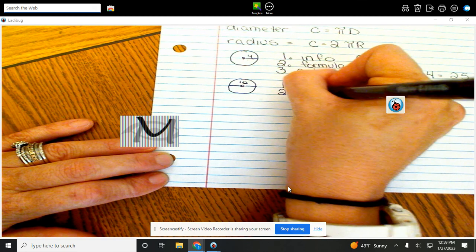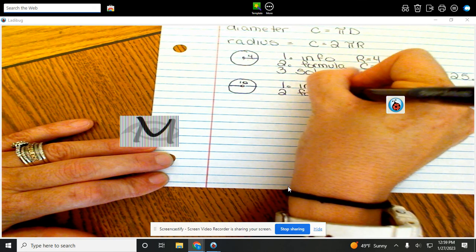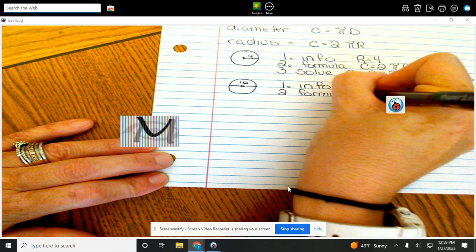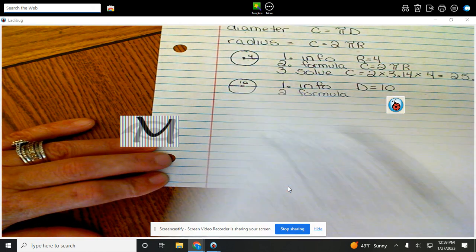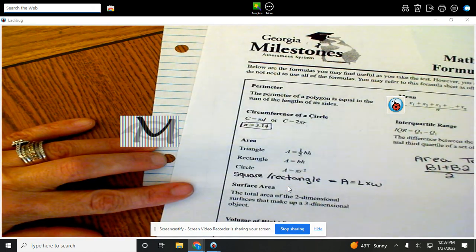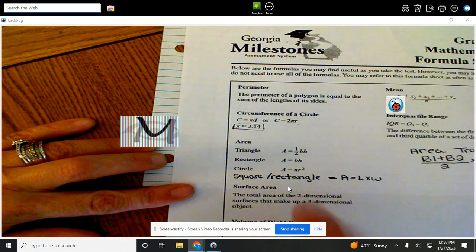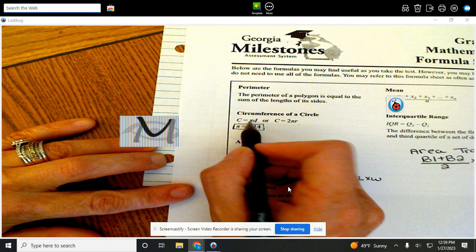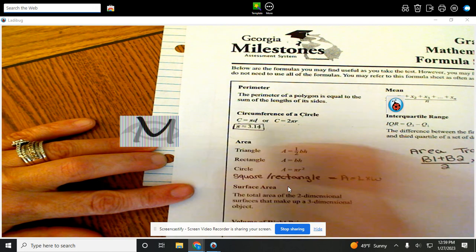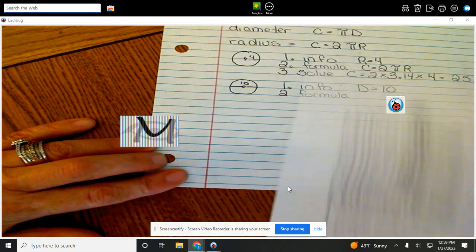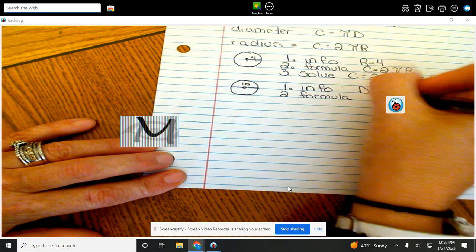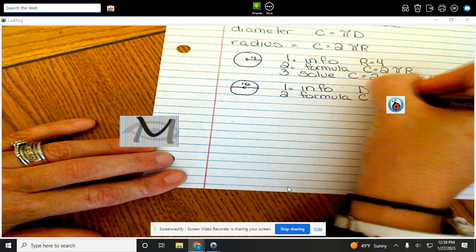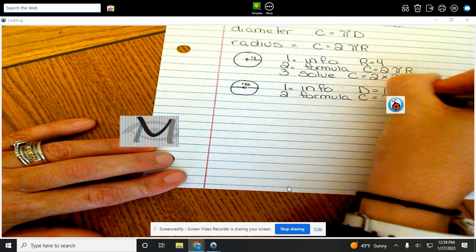Step 2, we're going to look at the formula. If we go back to our formula page, we would see here that the formula for the circumference of a circle would be pi d. The d stands for diameter. So over here, our circumference is going to be pi d.